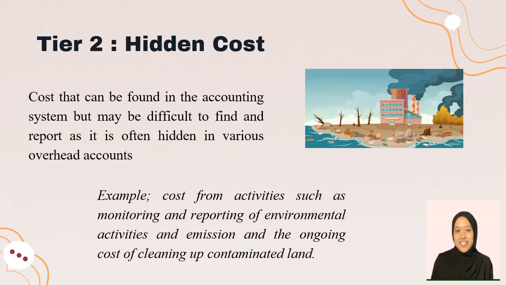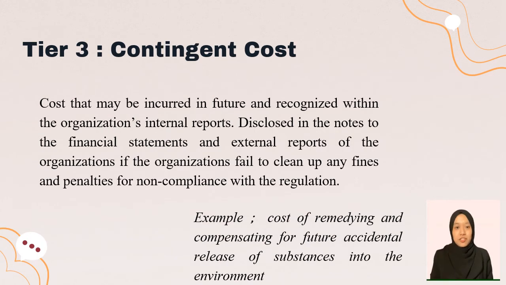Tier 2 is hidden cost. Hidden cost is a cost that can be found in the accounting system but may be difficult to find and report, as it is often hidden in various overhead accounts. For example, costs from activities such as monitoring and reporting of environmental activities and emission, and also the ongoing cost of cleaning contaminated land.